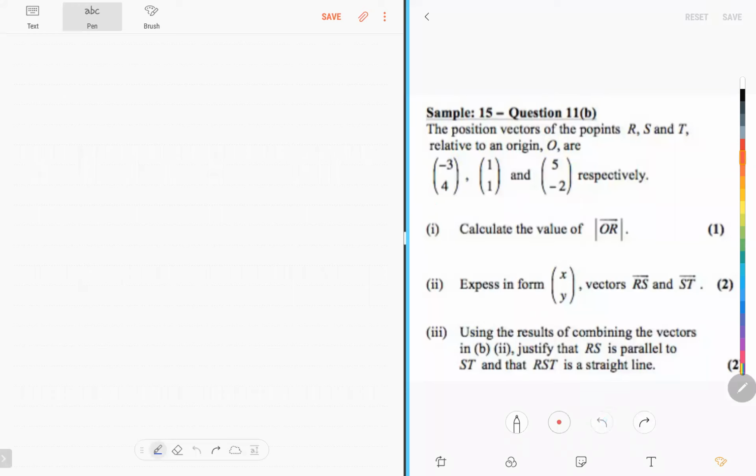All right. So let's write them down over here. Call it OR, it is the vector (-3, 4). OS is the vector (1, 1). And OT is the vector (5, -2).